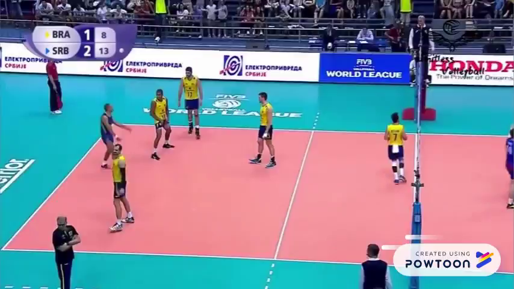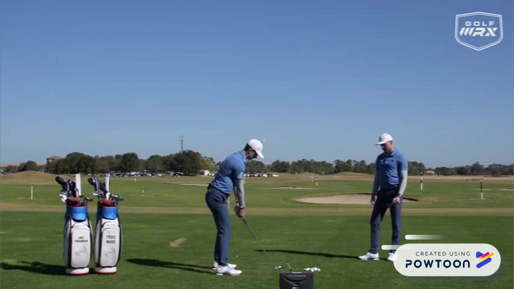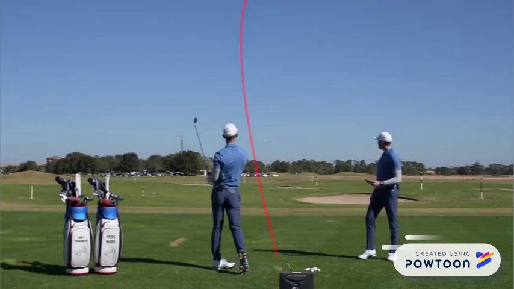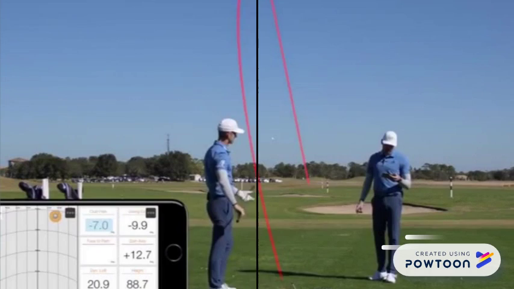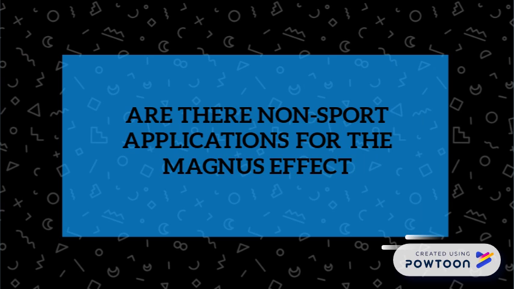Elite golfers apply Magnus effect forces to produce draws and fades, and the weaker golfer unwillingly applies spin and uses the Magnus effect to slice the ball off to the left and right. As we already said, this effect is very important in sports like tennis, soccer, and golf. But could it have non-sport applications? Perhaps.